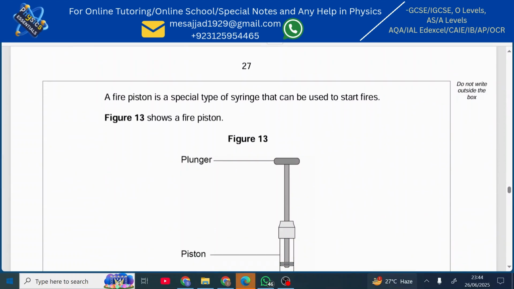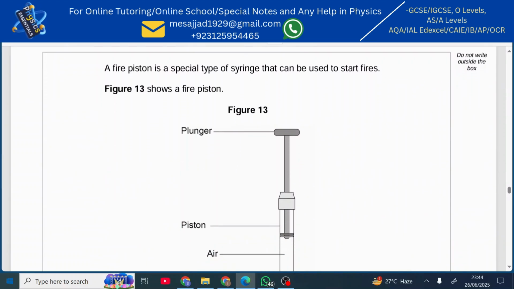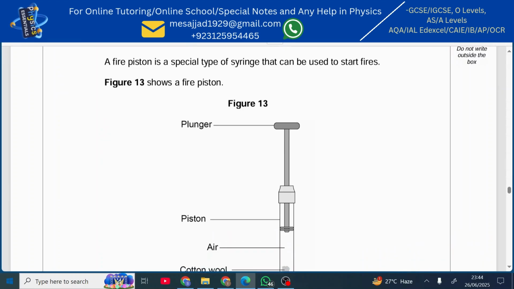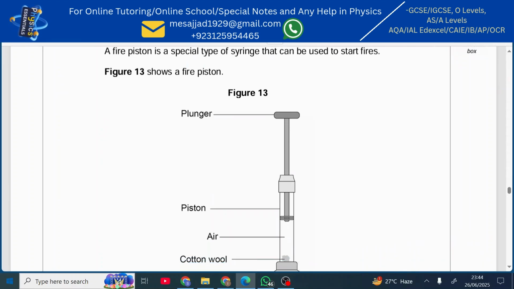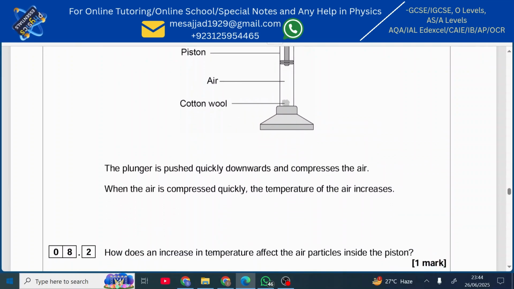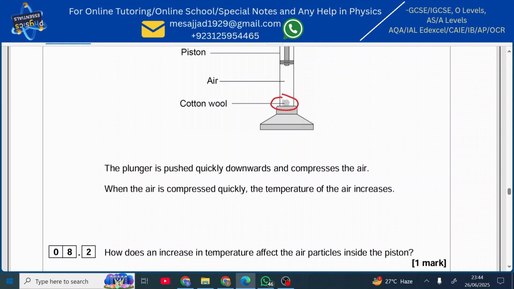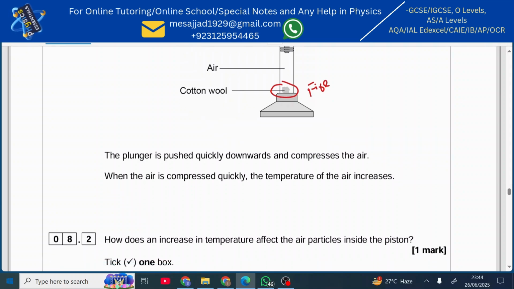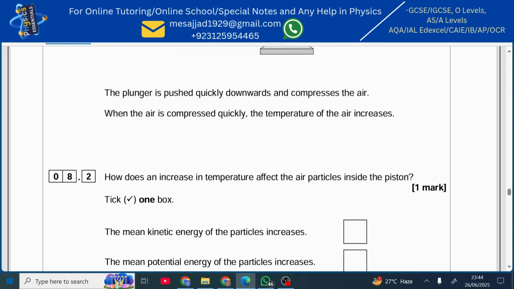A fire piston is a special type of syringe that can be used to start fires. Figure 13 shows a fire piston. The plunger is pushed quickly downwards and compresses the air and fires the cotton wool. When the air is compressed quickly, the temperature of the air increases. How does an increase in the temperature affect the air particles inside the piston?